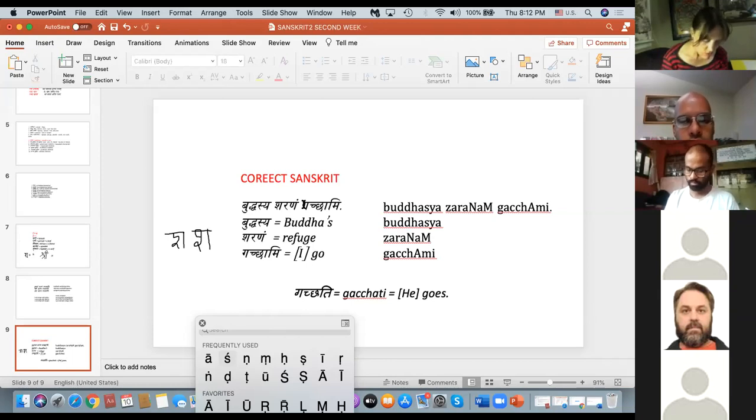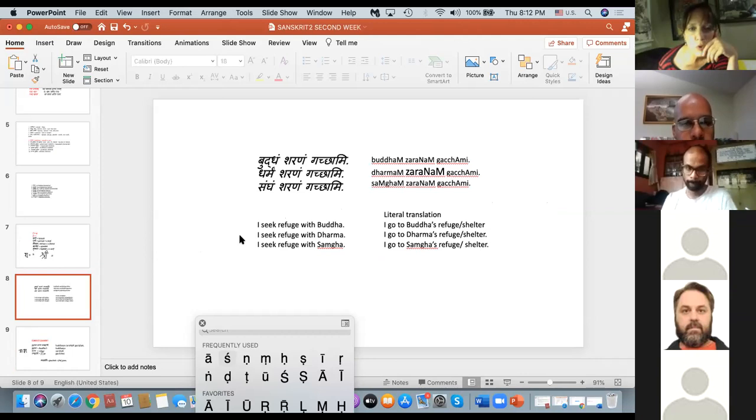But if I say I go refuge, I go Buddha's refuge, nobody would understand, right? And so the English way of saying Buddham Saranam Gacchami is pretty close to I go to Buddha's refuge. I seek refuge with Buddha is even better. The literal meaning is I go to Buddha's refuge.